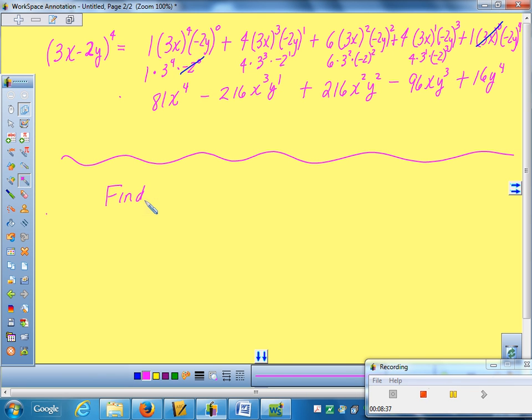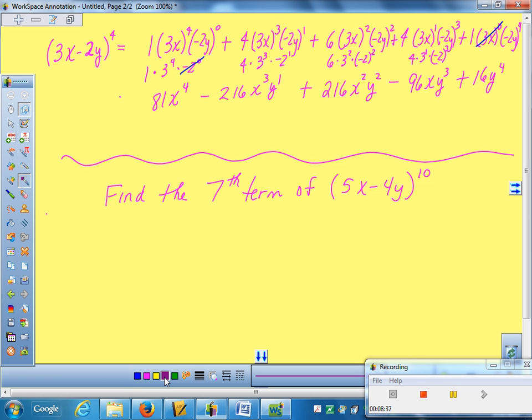Suppose I said to you, find just the 7th term in an expansion. I don't want you to find the whole mess. I just want you to find me the 7th term of the expansion of 5x minus 4y to the 10th. Okay. Well, does that mean you have to work out the whole expansion just to find the 7th one in the list? That would be horrible. There's got to be a better way.